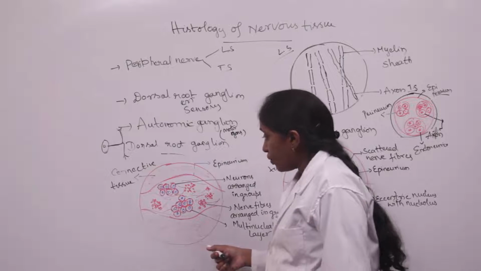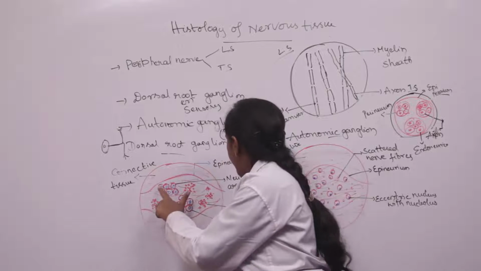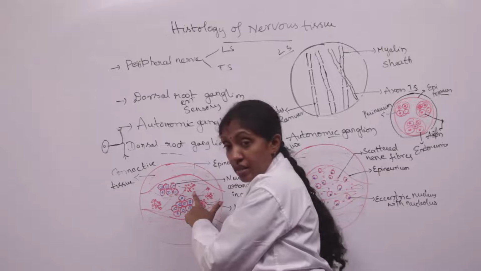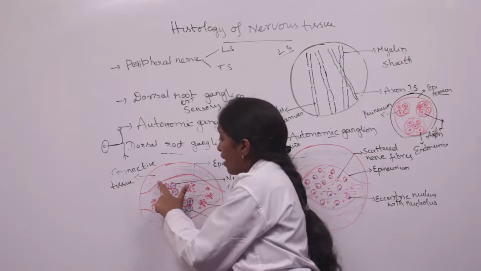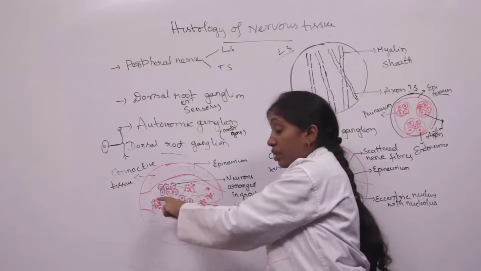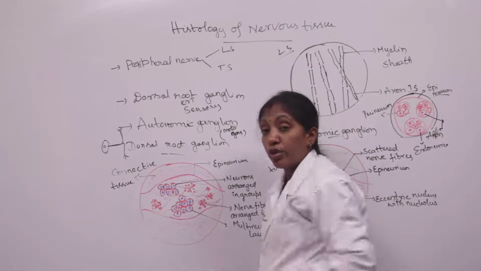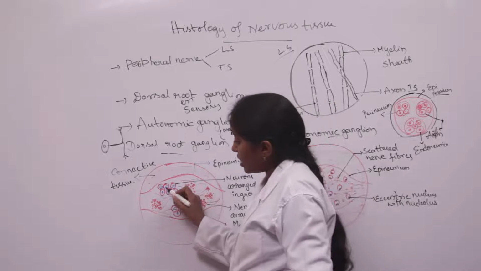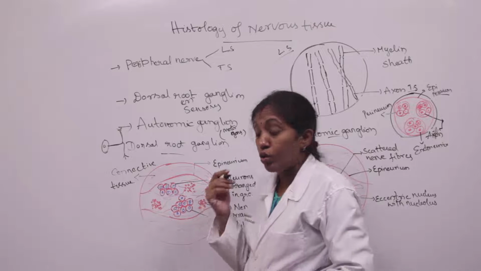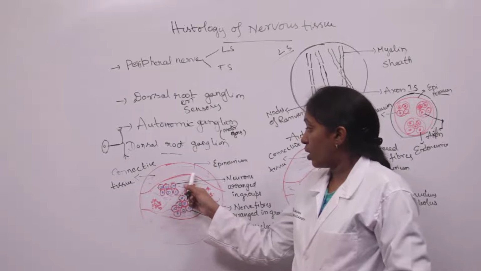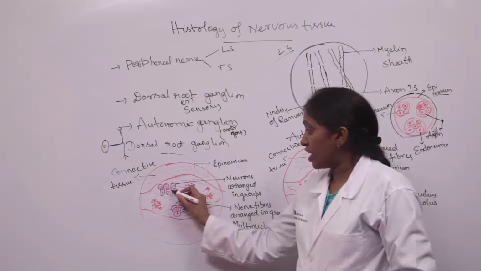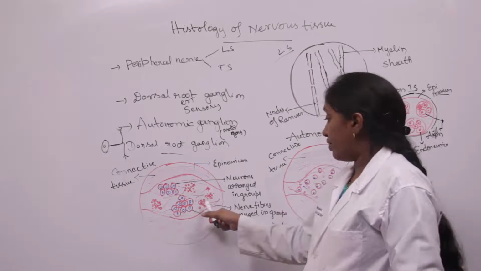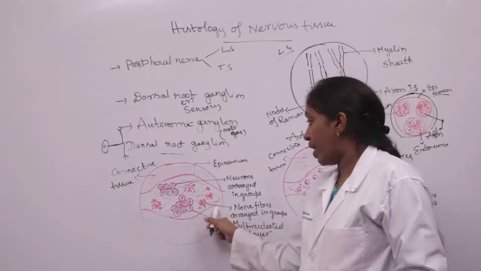So in the dorsal root ganglion, the cell bodies are very large. Neurons are arranged in groups. See here, the neurons are arranged in groups, and the nerve fibers are also arranged in groups. Surrounding the neurons, we have a multinucleated capsule layer, which consists of many nuclei. These cells are the satellite cells, and the nucleus is present at the center and is also prominent. Neurons are arranged in groups, and here the multinucleated layer surrounds the neurons, and the nerve fibers are also arranged in groups.